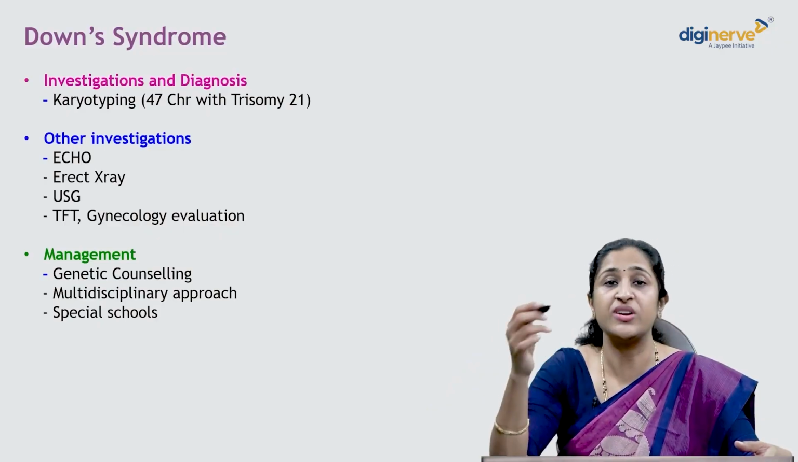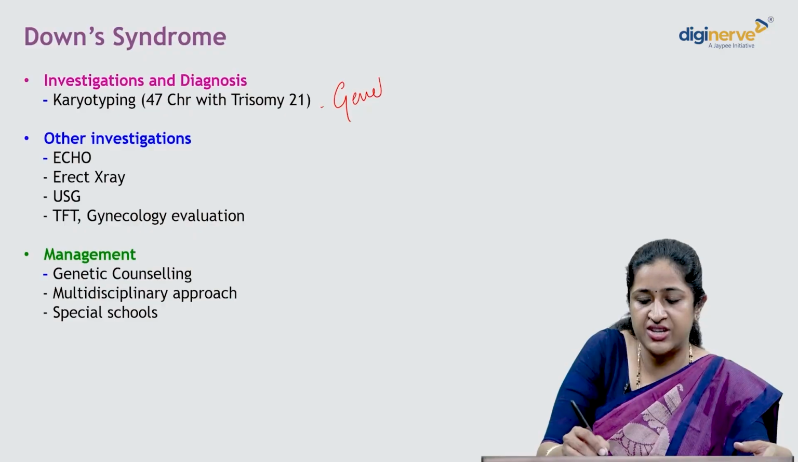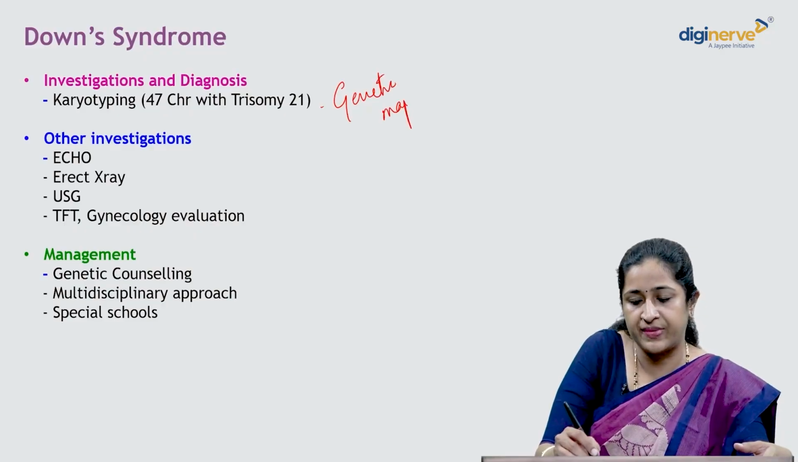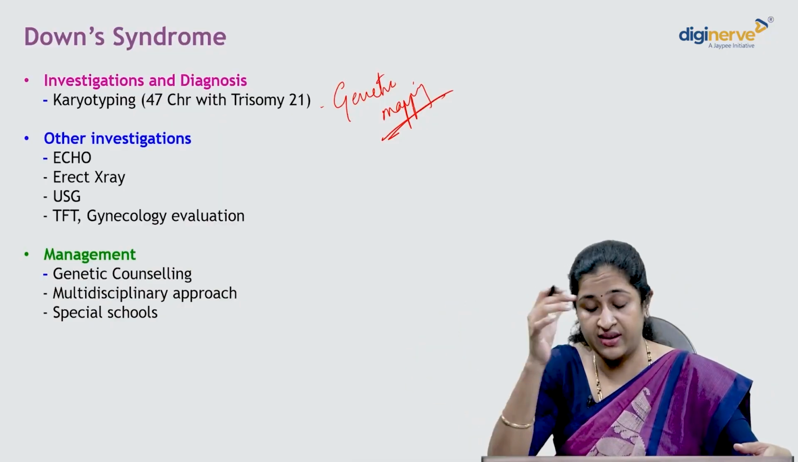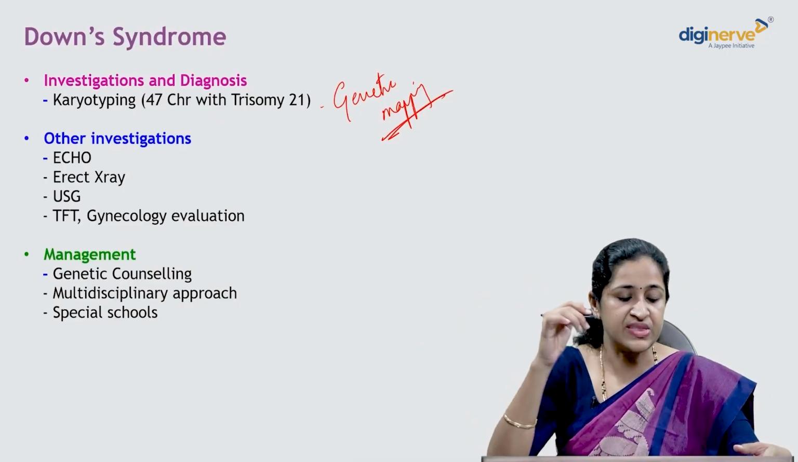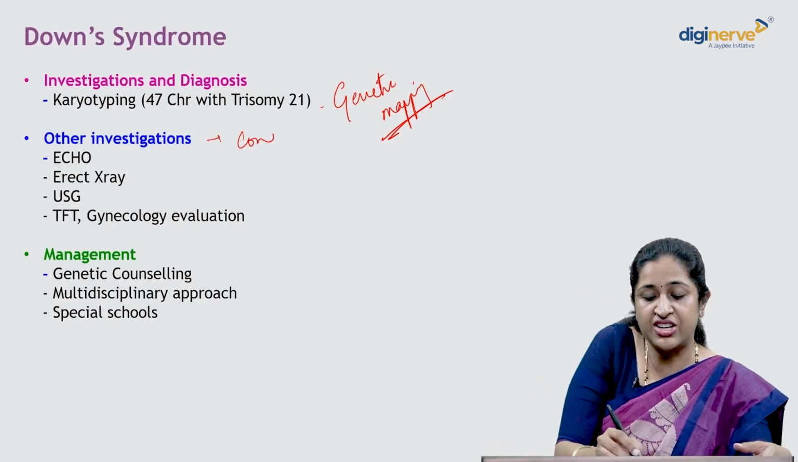When you do not get this trisomy 21, you have to do a detailed genetic mapping. Here is where you'll pick up the translocations and the mosaicism. Other investigations are for identifying other congenital anomalies.